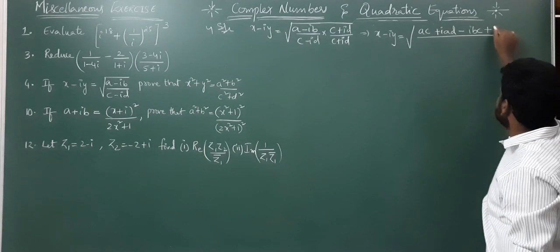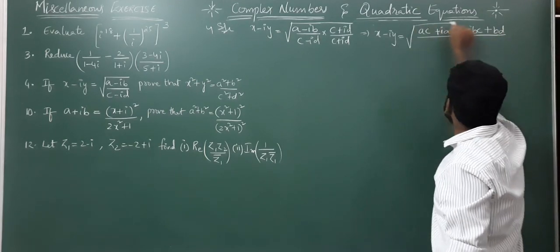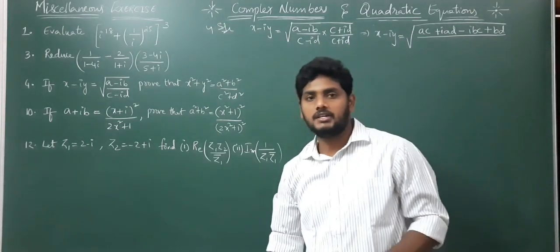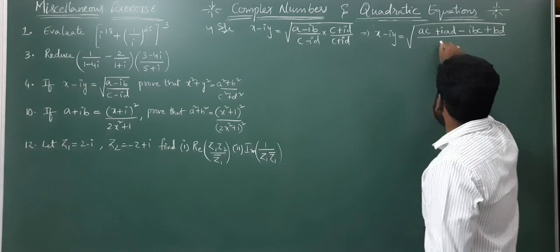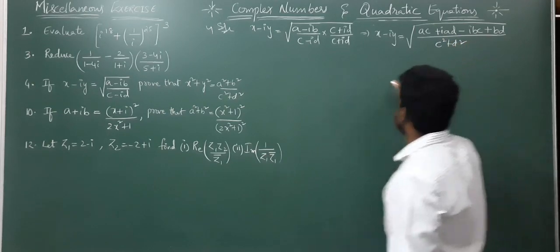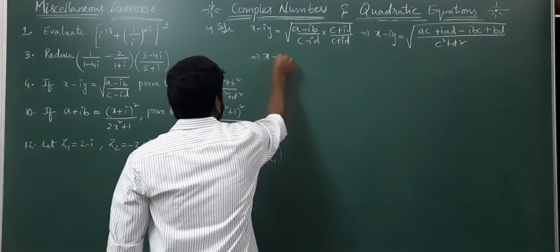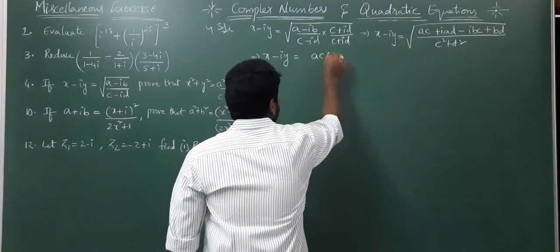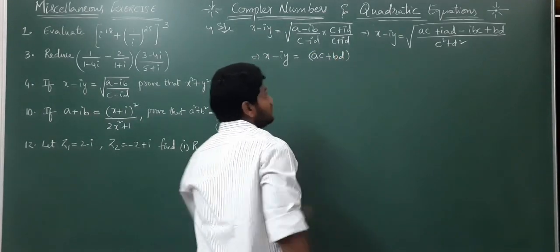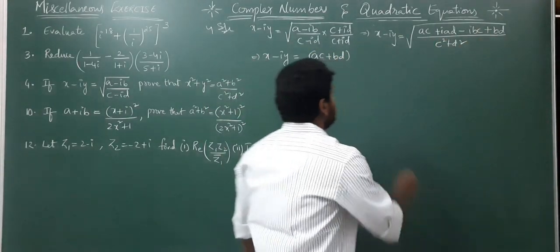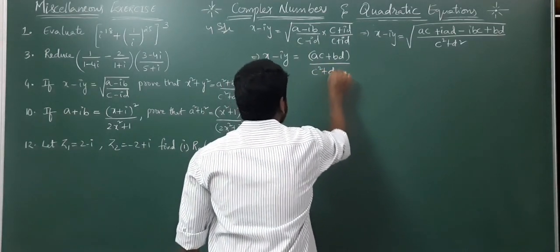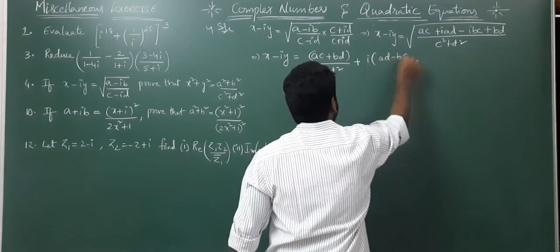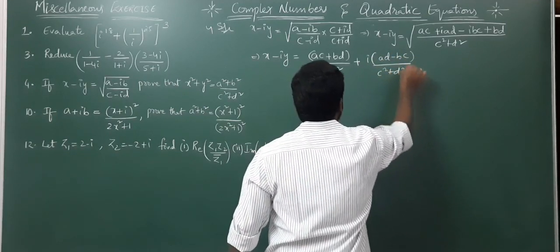So it will become plus. So this is BD divided by C minus iD into C plus iD. We have formed A plus iB into A minus iB, which is A square plus B square. So this will become C square plus D square, right? Now this can be written as X minus iY is equal to AC plus BD divided by C square plus D square, plus if I take i common, this is AD minus BC by C square plus D square.